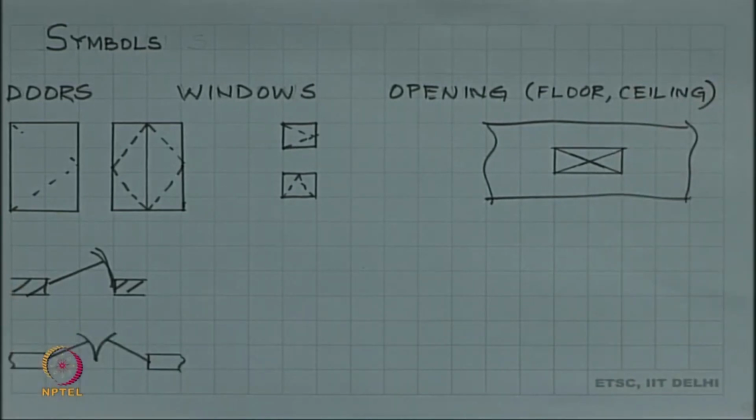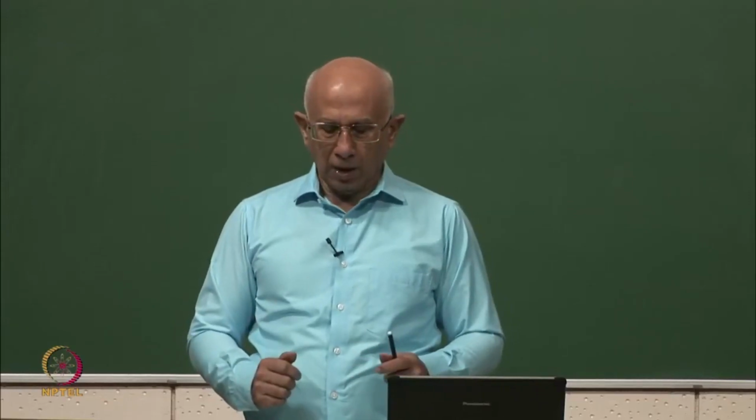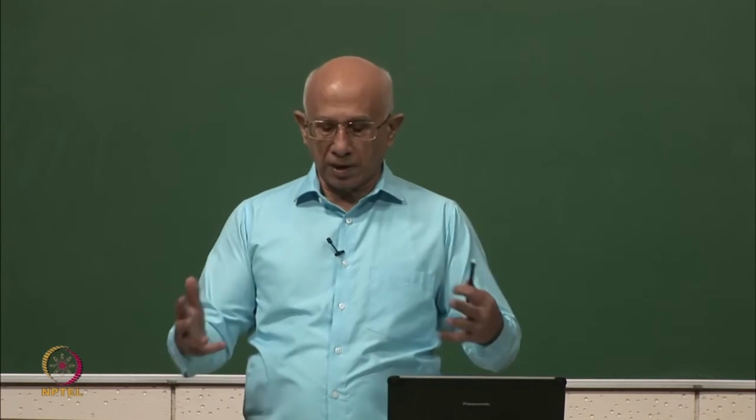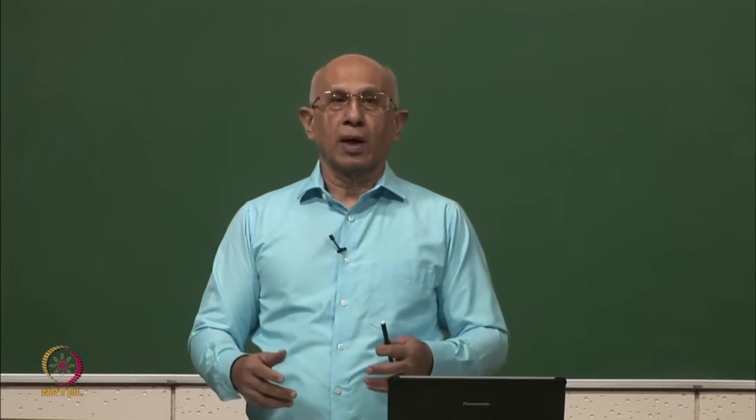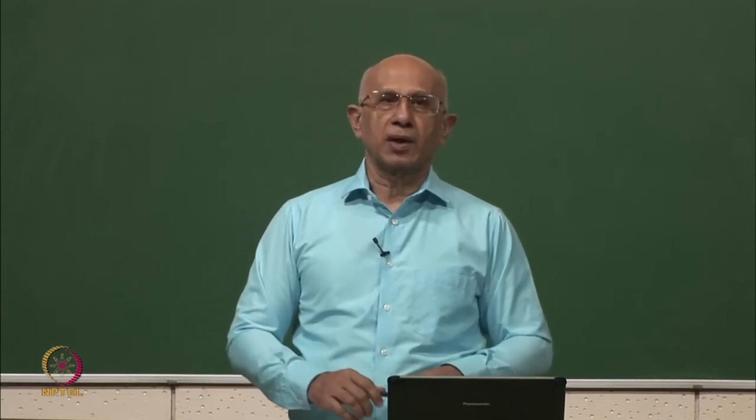Now, we will come to symbols that are used in architectural and civil drawings. We have got the floor, we got the ceiling, we got the beams, the columns or the load bearing walls. Now, I want to show various things that will be there on the floor, various things that will be there on the walls, various things that will be there on the ceiling.